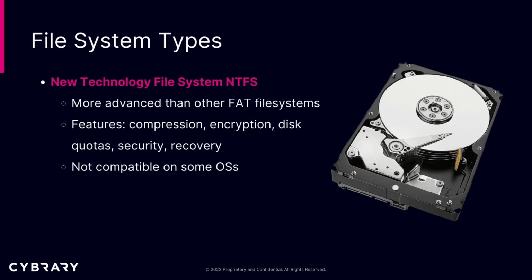Now, we looked at different operating systems. Now, underlying those operating systems is the file structure. And the file structure is how the file system is laid out. So, the new technology file system, or the NTFS, this is a Windows based file system, more advanced than other file allocation file systems, which we'll look at in a moment. Its features are compression, encryption, disk quota, security, and recovery, and it's not compatible on all operating systems.